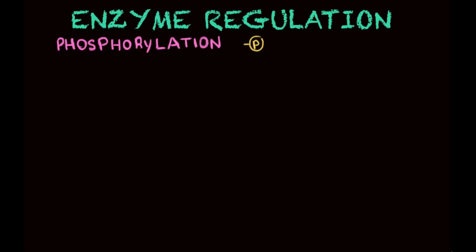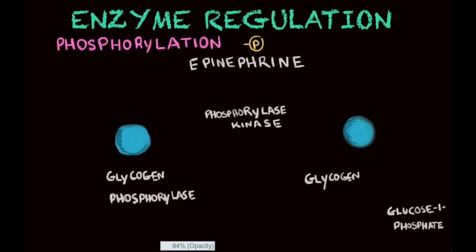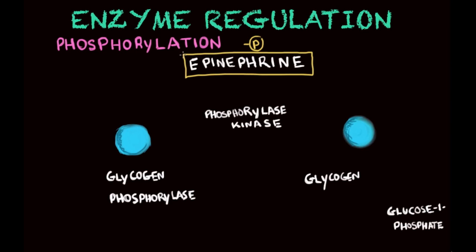Now, an example of this is when muscle cells are in the presence of epinephrine, also known as adrenaline. What happens is there will be a pathway that will then enforce glycogen to break down into smaller parts such as glucose for, of course, energy.